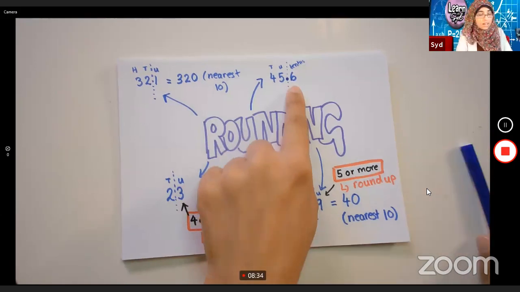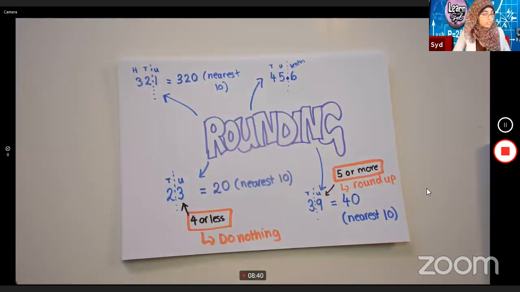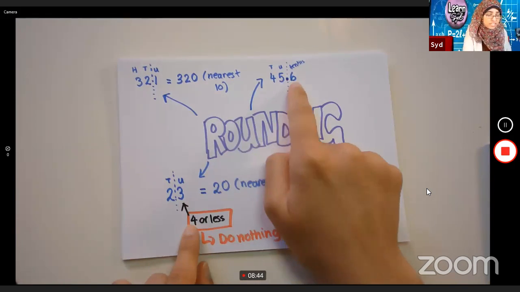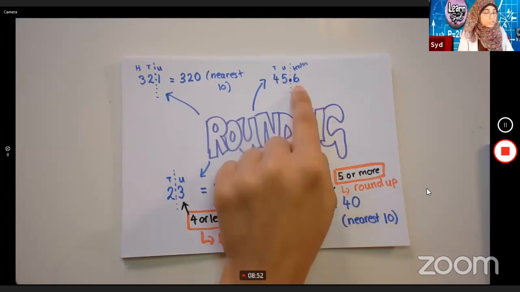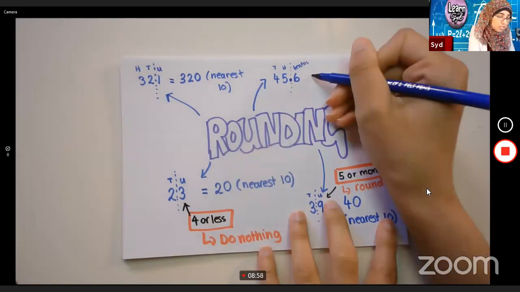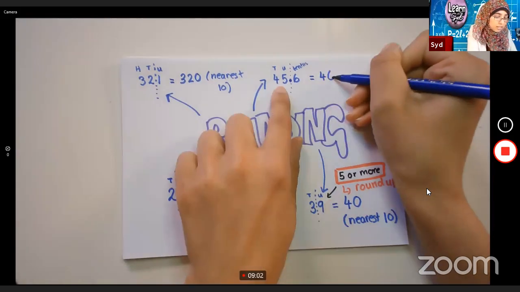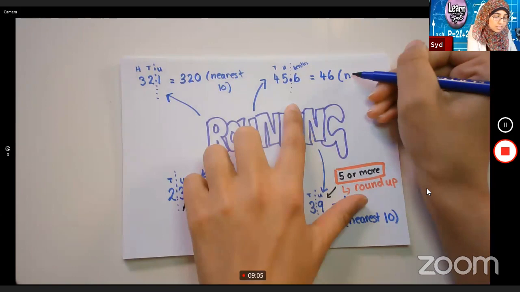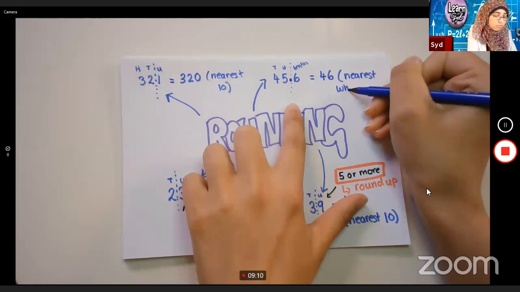So here what we've got now is 45.6. But the same rule applies. We're rounding to the nearest whole number, so you look at the next digit. If it's 4 or less, you do nothing. If it's 5 or more, we're going to round up. This number is a 6. So what are we going to do? We're going to be rounding up. So in this particular case, we're going to have now 46. And I can write in brackets, nearest whole number.